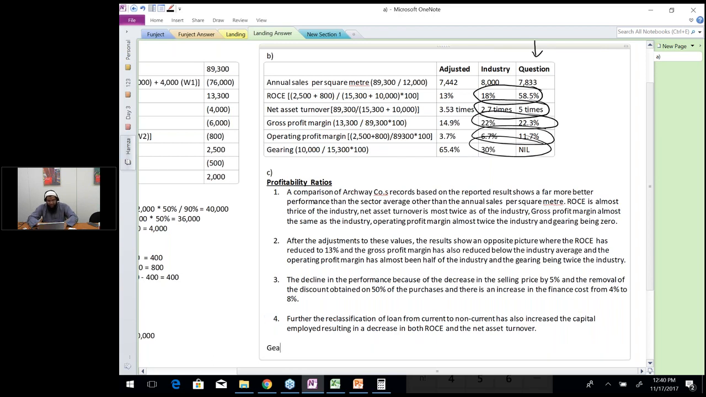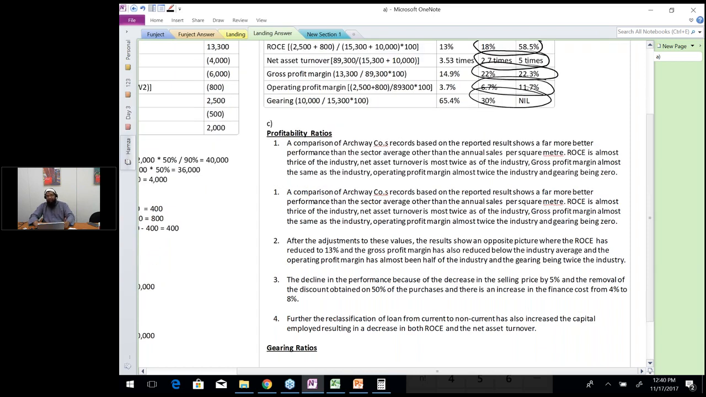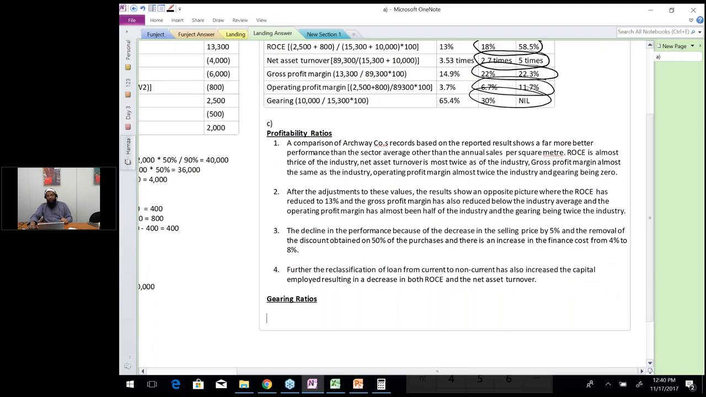Now we will continue to the gearing ratios, because the total marks are 9. So 9 points, or I would say 5 points, would be more than enough. We have already written 4 in the profitability ratios, and now we are going to discuss the gearing ratio. The gearing was previously nil, and now it has increased to 65.4%. So why has the gearing increased?